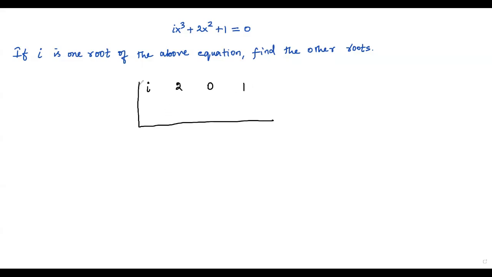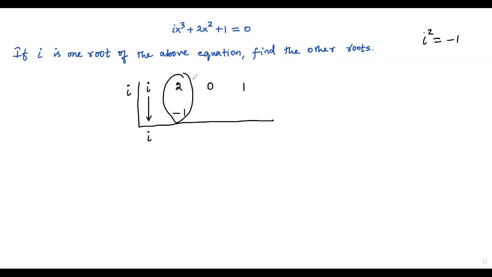Now I have to write the given root i over here. Now I have to multiply this i and i. When I multiply i and i, I am getting i squared. As I said already, the value of i squared is -1, since i is an imaginary number. So I can write -1 over here.